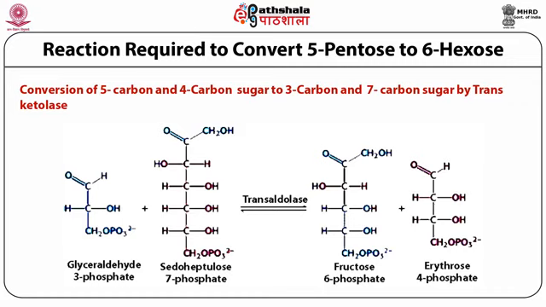The following figure shows the reaction required to convert 5-carbon pentoses to 6-carbon hexoses. Again, transaldolase catalyzes a transfer of 3 carbons from pseudoheptulose 7-phosphate to glyceraldehyde 3-phosphate to form erythrose 4-phosphate and fructose 6-phosphate.